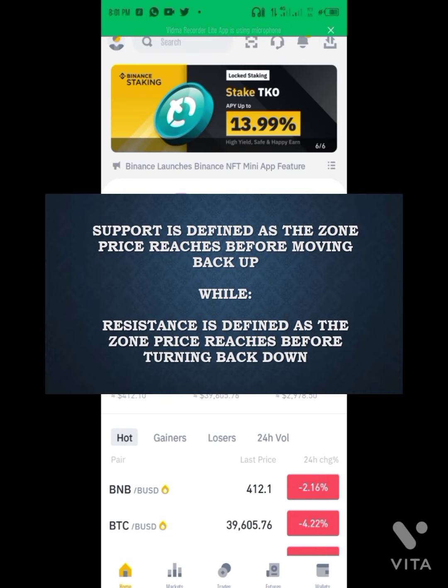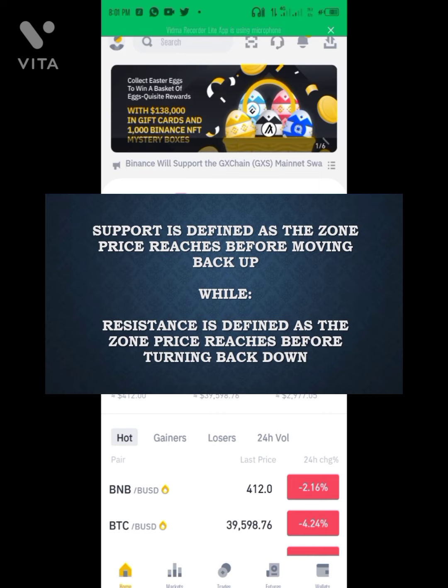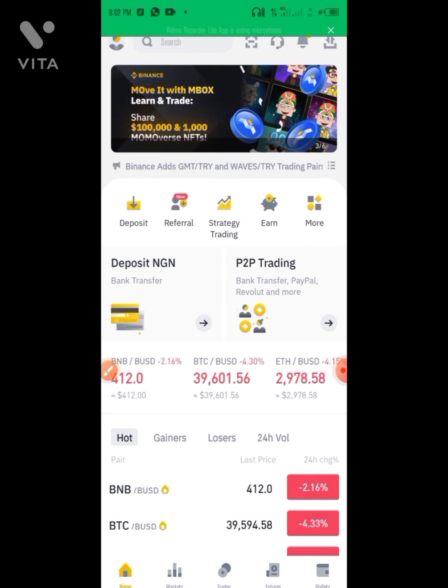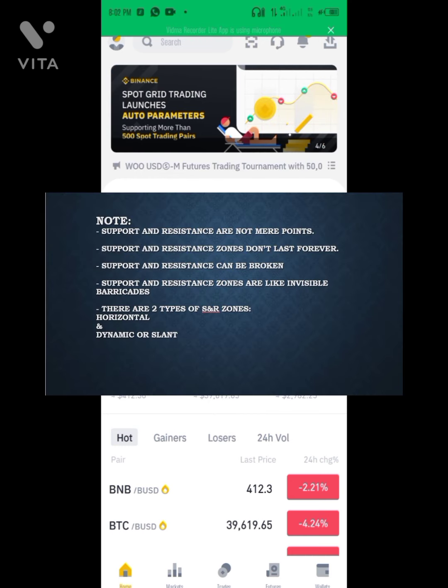So what I mean is that support is where price gets to a price zone, let's call it a zone, and then price moves back and starts going up. It's something like a low. Resistance is something like a barricade above, that when price touches, it starts going down. So there are certain things you need to note about support and resistance.